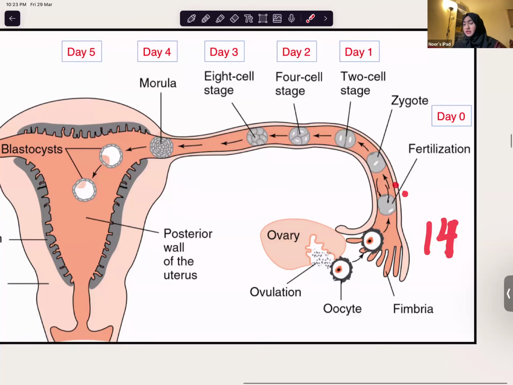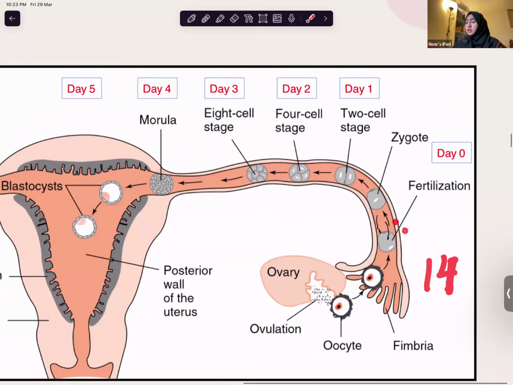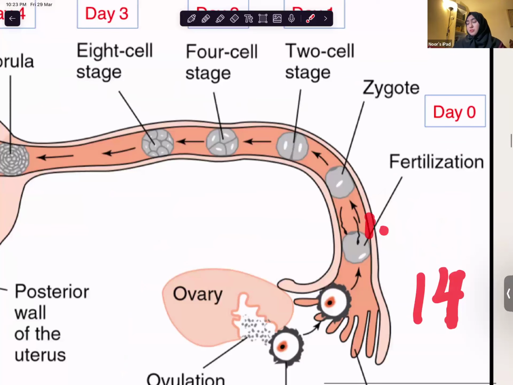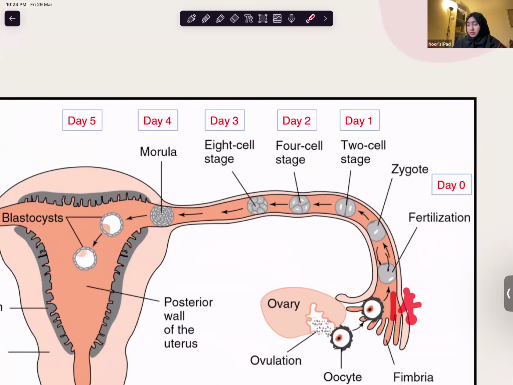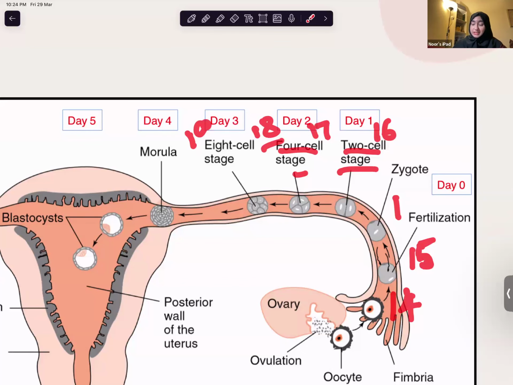So oocyte release, the sperms come in, they try to fertilize. So day 14, egg release. Day 15, you can say that there is fertilization. Day 16, there is 2-cell stage. On day 17, there is 4-cell stage, which divides further. Day 18 divides further. Day 19, morula, which divides further to form something called the blastocyst.